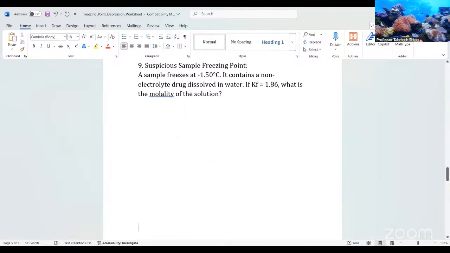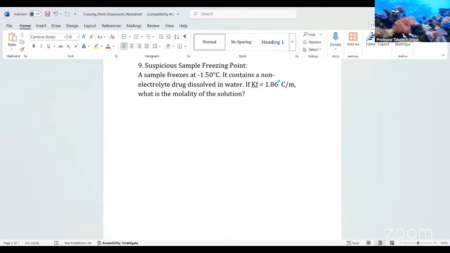it says a sample freezes at negative 1.50 degrees Celsius. It contains a non-electrolyte drug dissolved in water. If the Kf is equal to 1.86, and y'all, I keep leaving off the other parts, degrees Celsius per molality, what is the molality of the solution?